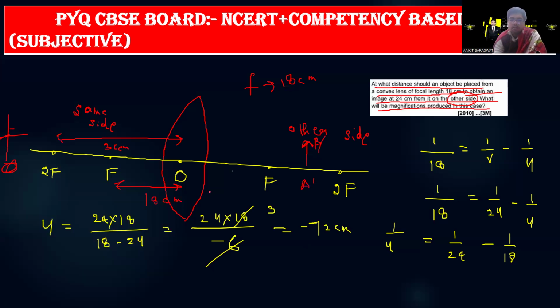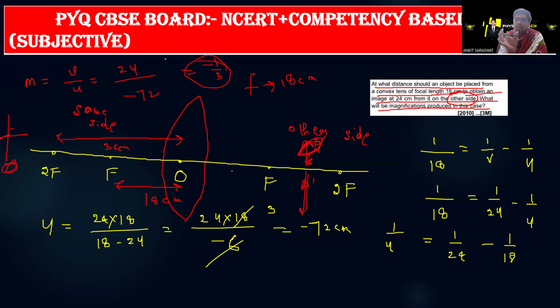Now they are asking what will be the magnification? So magnification is, what is the formula? v by u. Other side, it is inverted. Whether it is magnified or diminished, we will check with the help of this magnification, okay? So v comes out to be 24 positive, u minus 72. So it will be minus 1 by 3. Obviously, if object is beyond 2f, image will be between f and 2f and it is diminished. Clear?